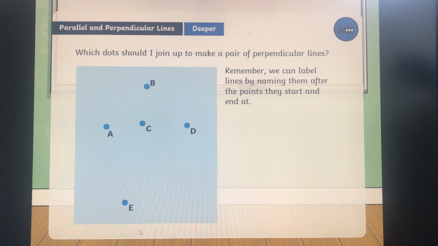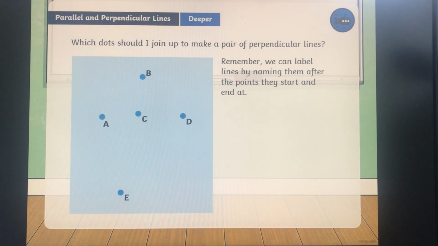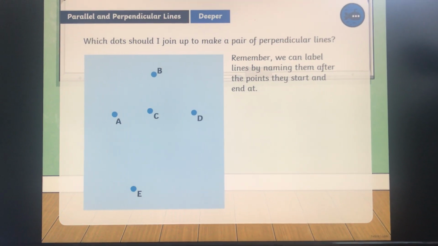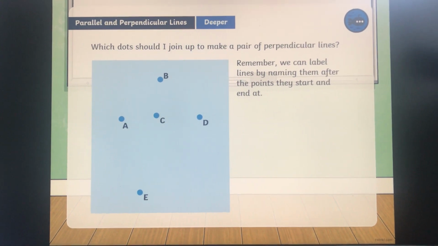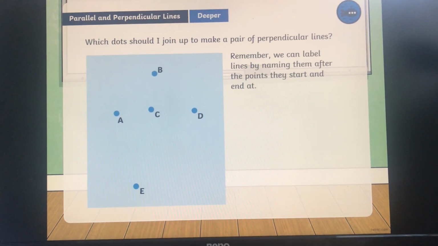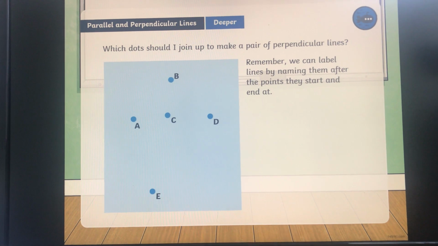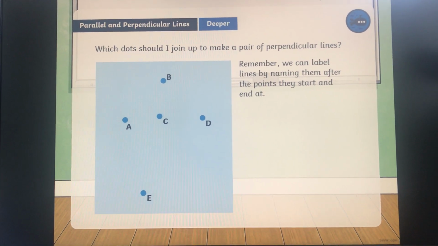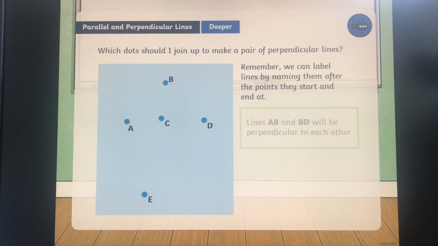If you joined up any of these dots, could you make a pair of perpendicular lines? Could you draw a right angle by joining up any of those dots? I'll give you a clue. You're looking at joining up 3 of the dots using 2 lines. Can you make a pair of perpendicular lines?